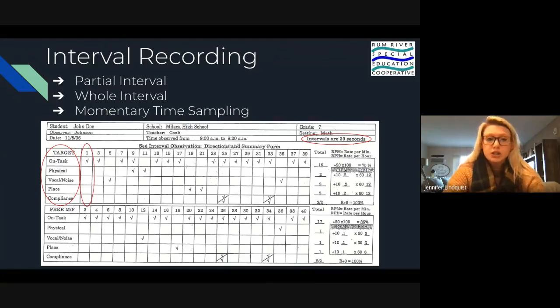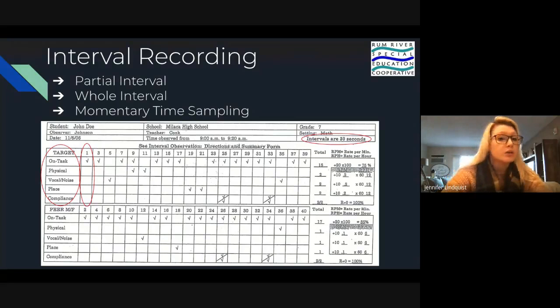So for partial interval, after that first interval occurs, you would check it if it happened at all during the interval. So within those 30 seconds, if that on-task behavior happened even for 2 seconds, you'd say, yep, it happened, check it off. For whole interval, you would need to record it if it happened for that entire 30 seconds. If it's happening for the whole interval, then you'd check it.